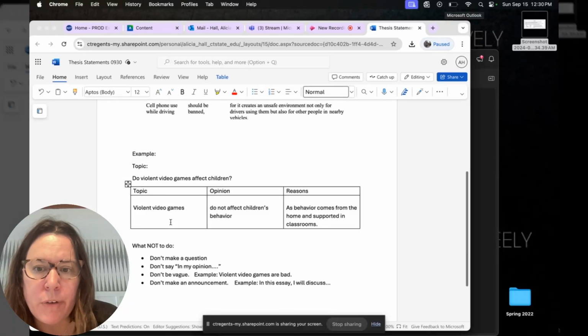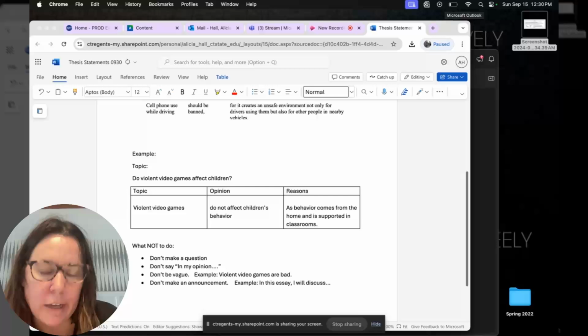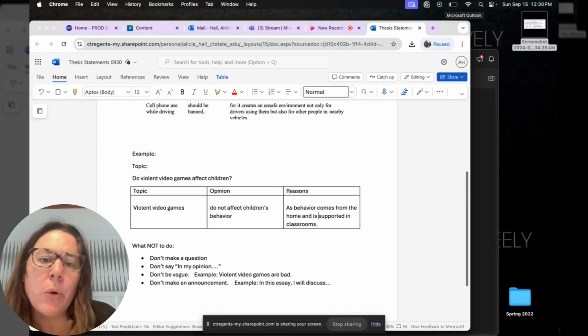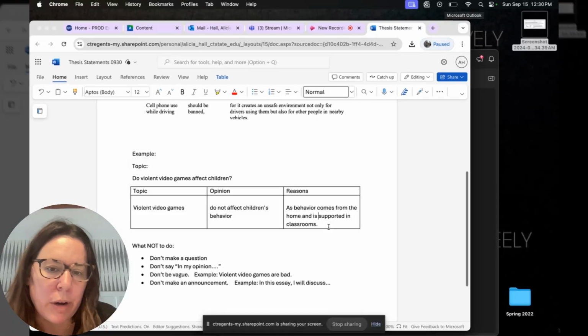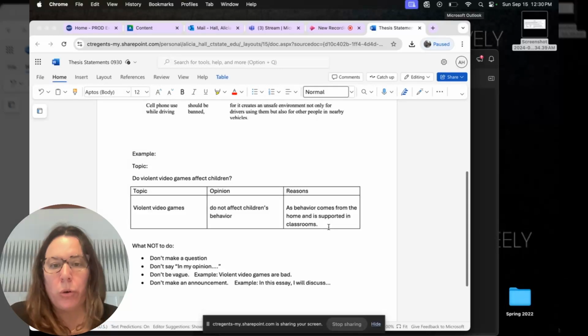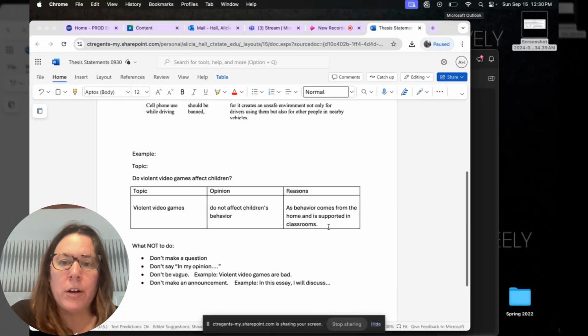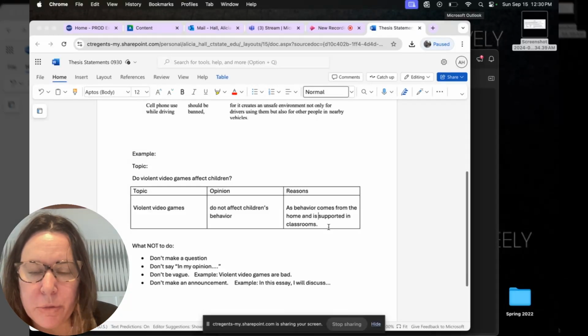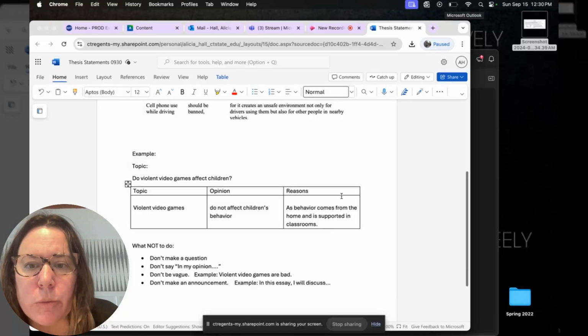Violent video games do not affect children's behavior as behavior comes from the home and, I should have put this, everybody, and is supported in classrooms. Okay, so you would know that my potential essay is going to discuss how behavior is developed in the home. We're establishing what's right and wrong in the home, and then ideally when you go to school, this same attitude is supported, and that we do teach children right from wrong, and it's not necessarily coming from video games. And of course, you can always take the opposite stance as well.